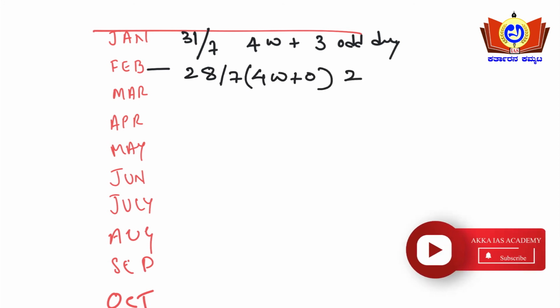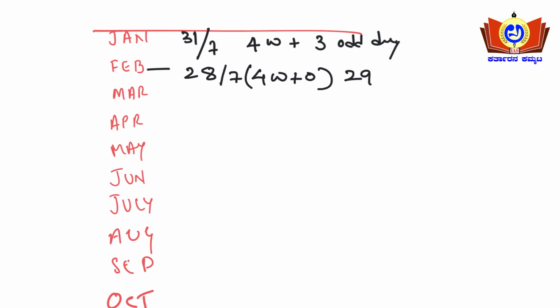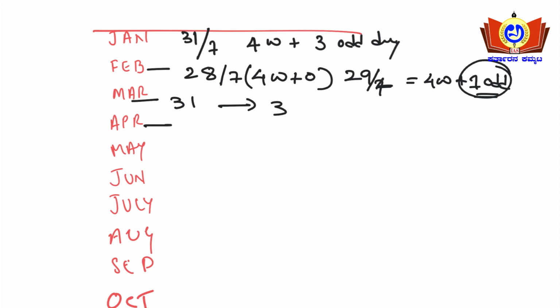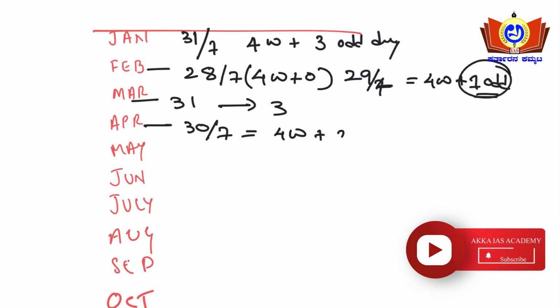If a particular year is a leap year, then 29 days will be there. Then divided by 7, that will be 4 weeks plus 1 odd day. Actually in a leap year there will be an odd day, right? So in one this odd day will be added here. Okay, so March, how many days will be there? 31 days will be there. So 3 odd days. So April, 30 days will be there. So this 30 divided by 7, 7 4s are 28. So 4 weeks plus 2 odd days.